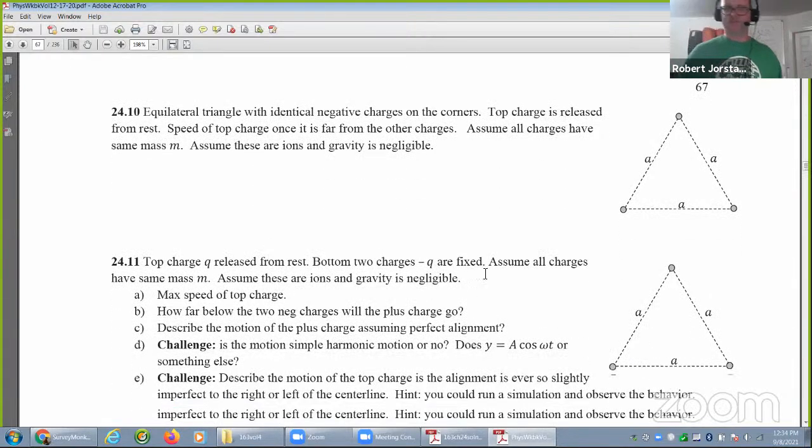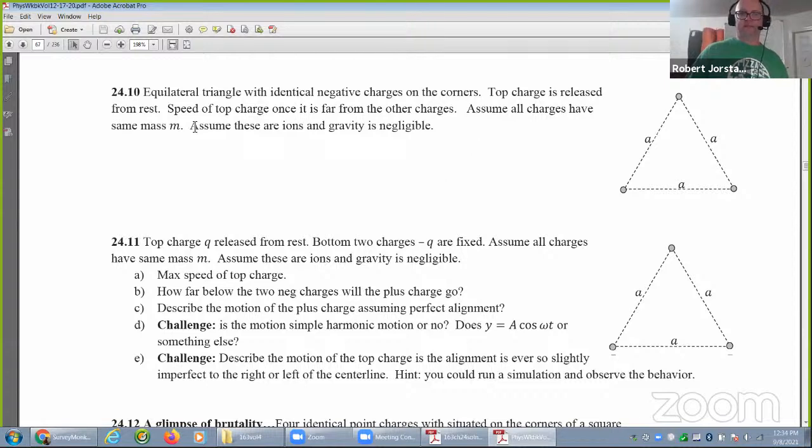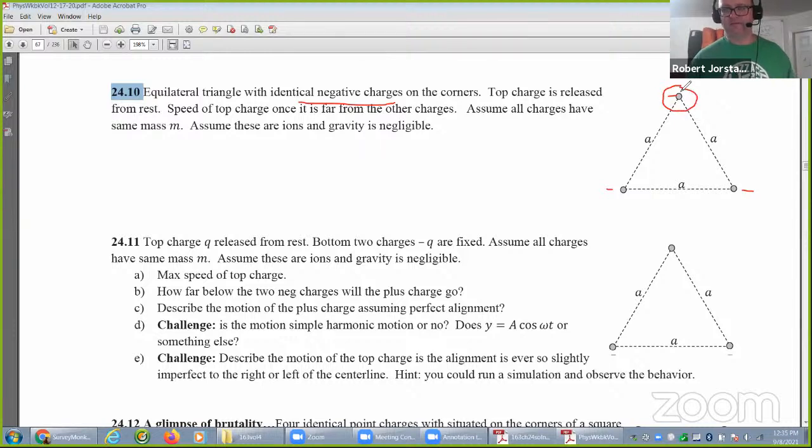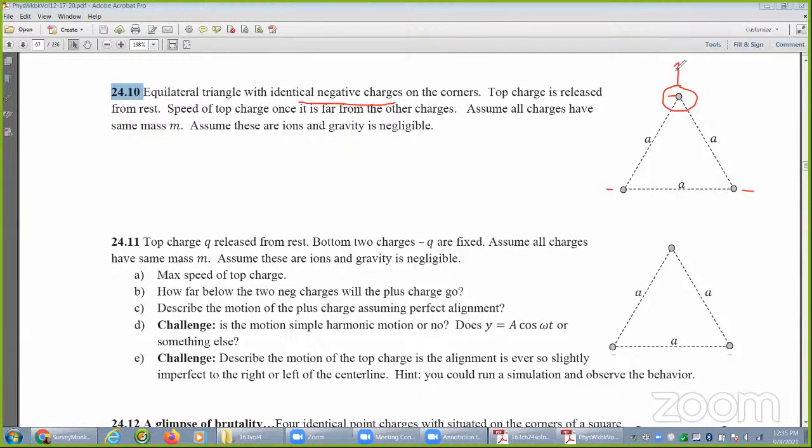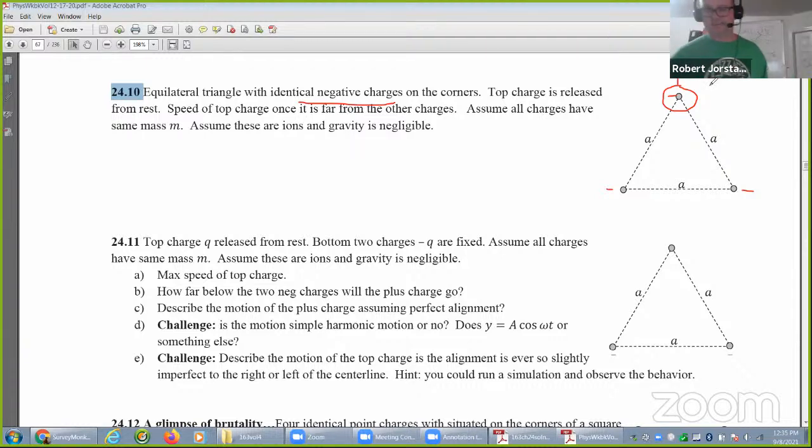And notice this shows you some ways I might mix this up on a test. Compare problems 24.10 and 24.11. If you release the top charge from rest in 24.10, which way is it going to go? Well, let's look. They have identical negative charges. So this is negative, this is negative, this is negative. When you release this top charge from rest, what's going to happen to it? It's going to go straight up. So this looks like an escape problem, sort of like the first problem we did where it flies away.